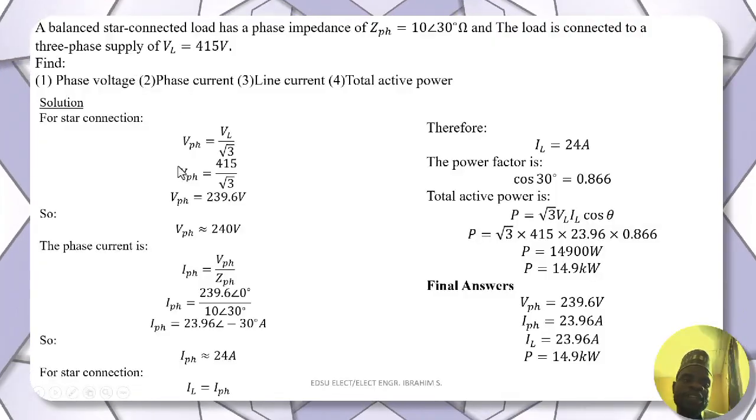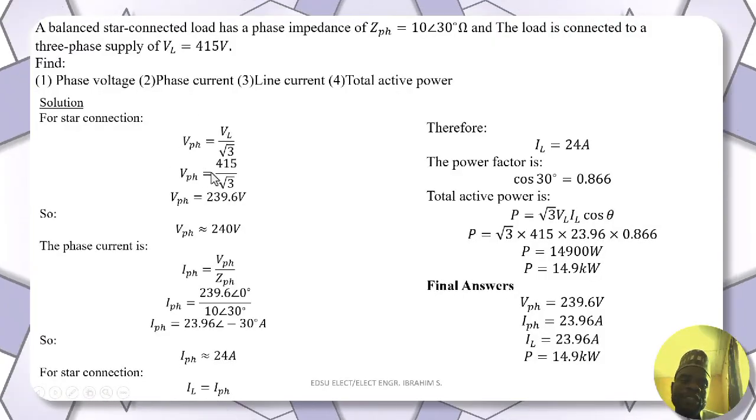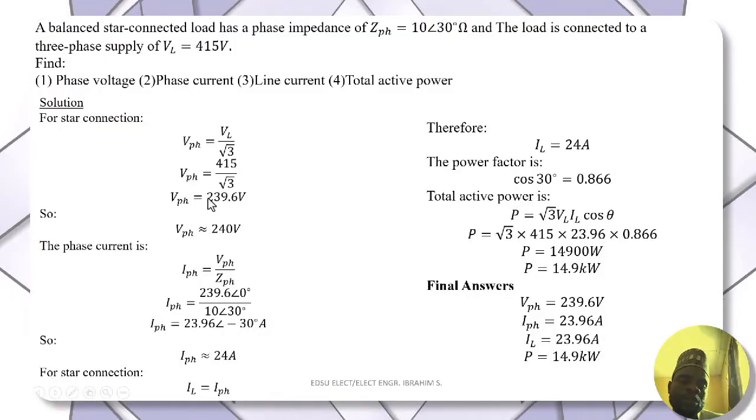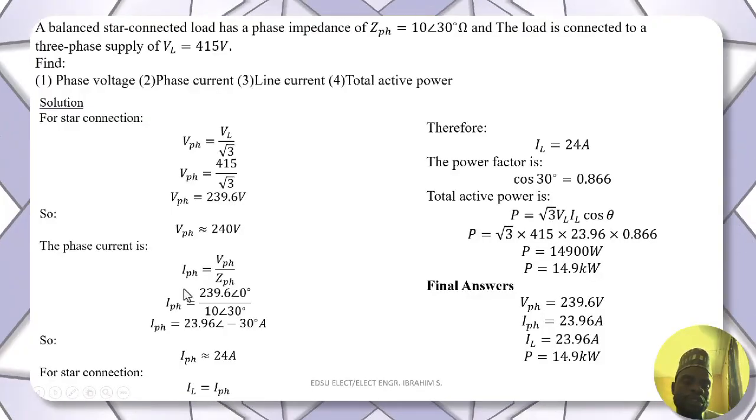To solve this, for a star connected system, our V phase is V line divided by √3. Our V line is 415, then divided by √3, our V phase will be approximately 240 volts.